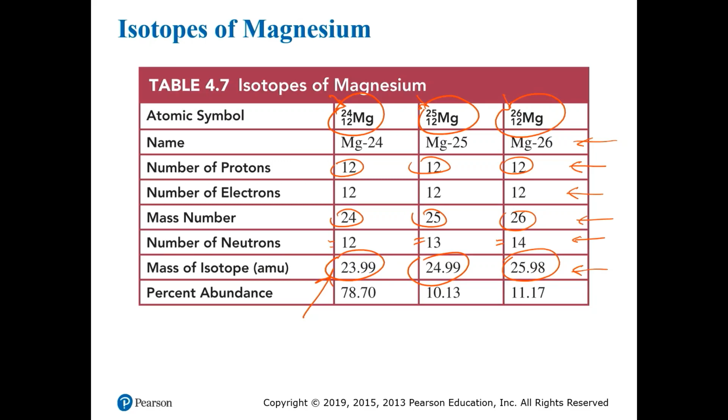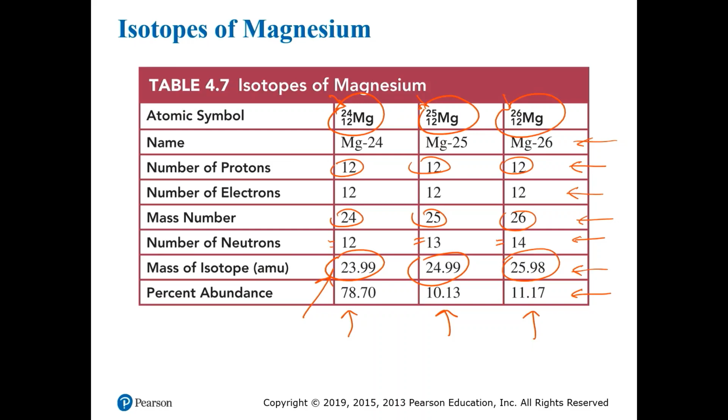And then the other piece of information that it gives you is the percent abundance. So in this chart, we're assuming that these are the only 3 naturally occurring isotopes of magnesium. That means that these 3 percentages have to add up to 100%, and they should, within at least a rounding error. So that means that of all of the naturally occurring magnesium that you might find, 78.70% of it is going to be magnesium 24.